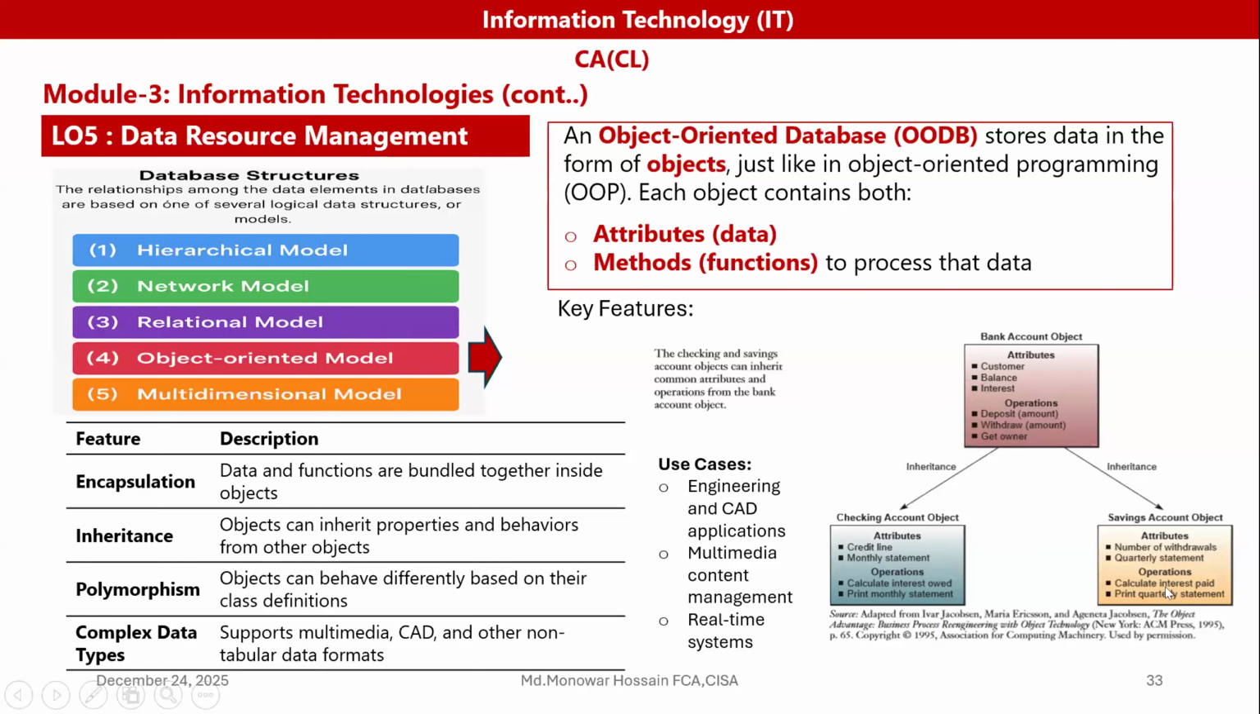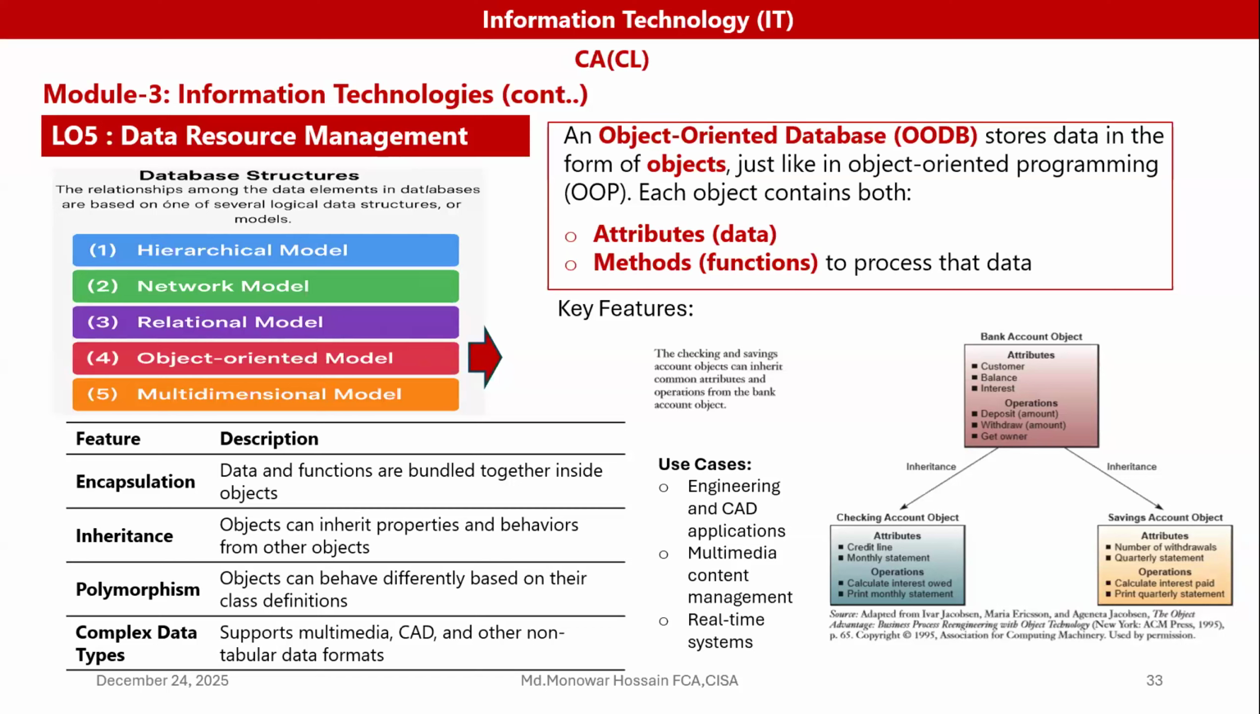The savings account object has attributes such as the number of withdrawals, how many times the account holder can withdraw their money, and whether there is a quarterly statement or not. Its operations calculate the interest that is paid and print the statement. That is the object. So the checking and savings account objects can inherit common attributes and operations from the bank account object.